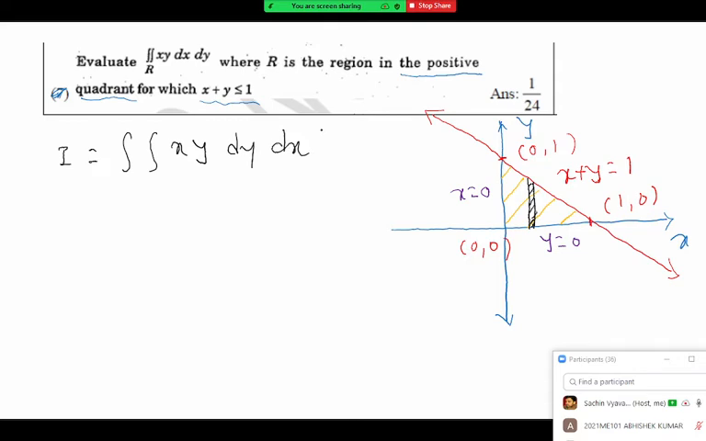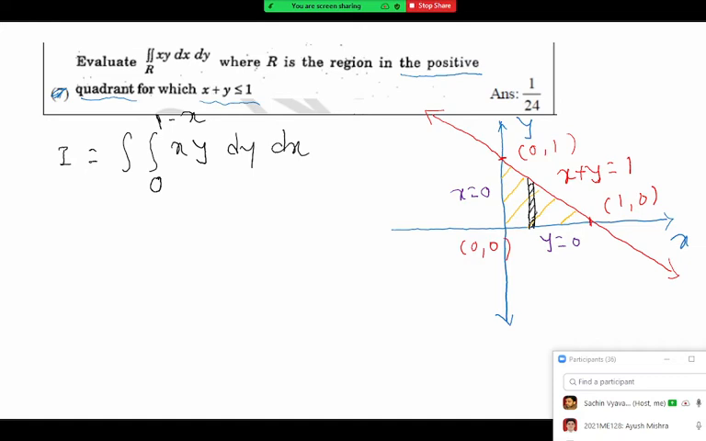Where is the lower end touching? Y equal to 0. And the upper end touching to? It's not 1. It's x plus y equal to 1. The upper end of the strip is touching the line x plus y equal to 1. So convert that equation in terms of y. What is y equal to? Y is equal to 1 minus x. So the limits of y are 0 to 1 minus x. That is the limits of y.